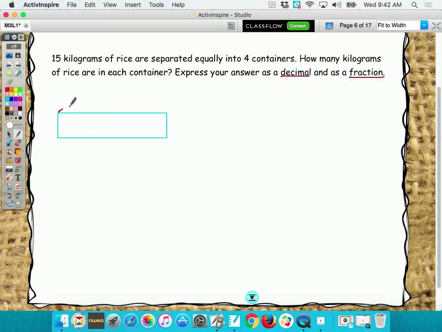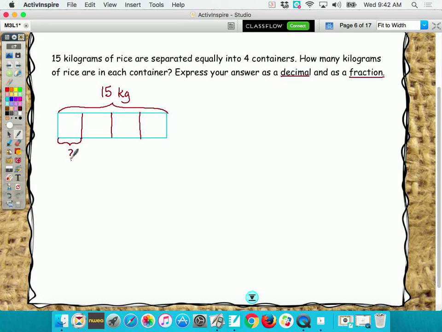Do I have a total amount of rice? 15 kilograms. How many containers am I dividing into? 4. Okay, so my job is to figure out 1 container, correct?